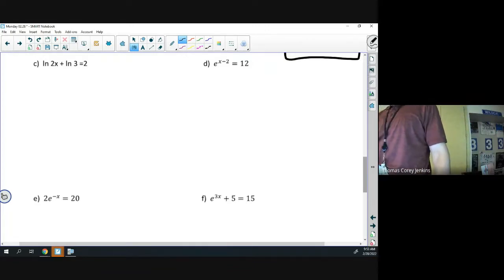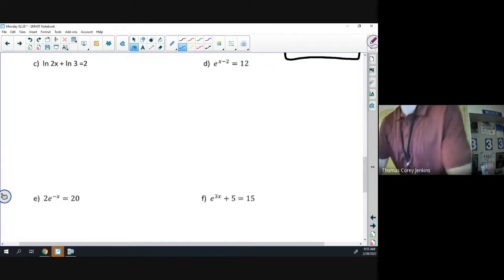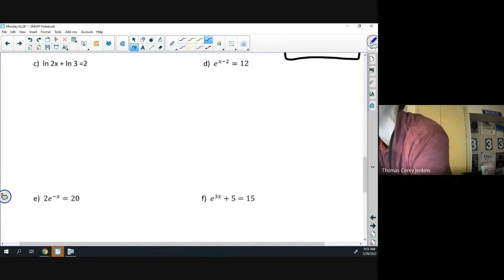Okay, so D, E, and F look a little bit different, right? Those are e to the power of something. Let's see how we can solve these. If it's exponential, then we usually convert to a log to solve, right? So we'll use that same strategy here.